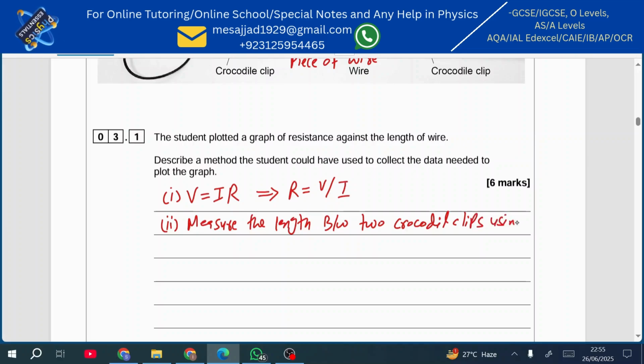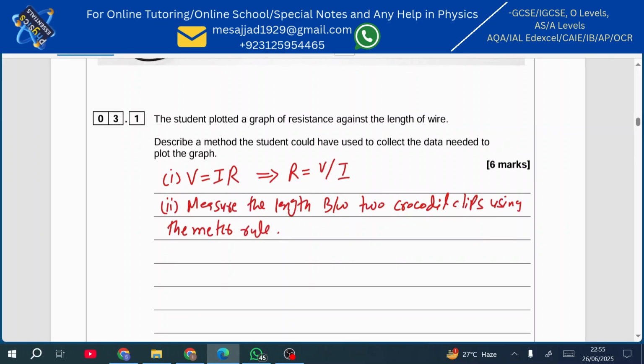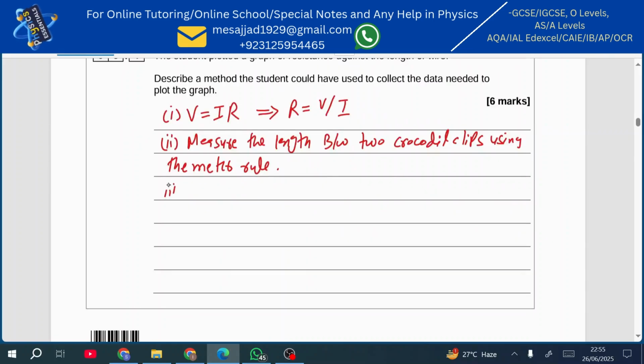using the meter rule. Okay, and after that you can then switch on the circuit. Okay, switch on the circuit, you can say next.